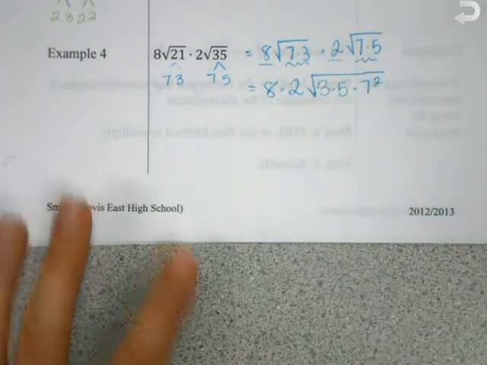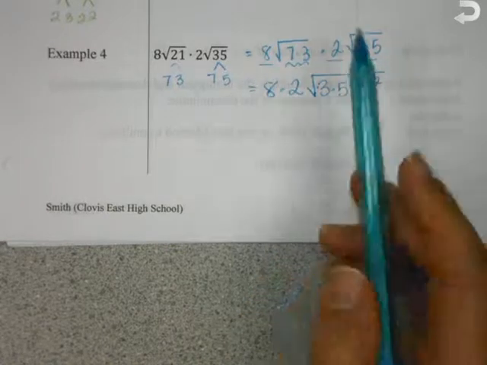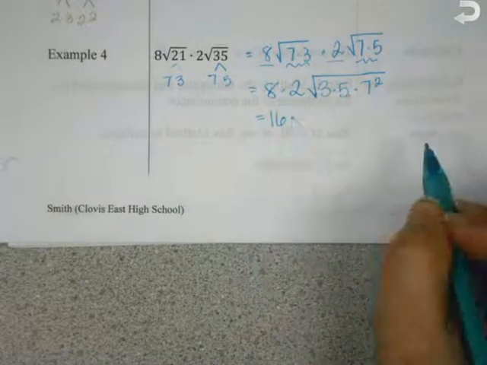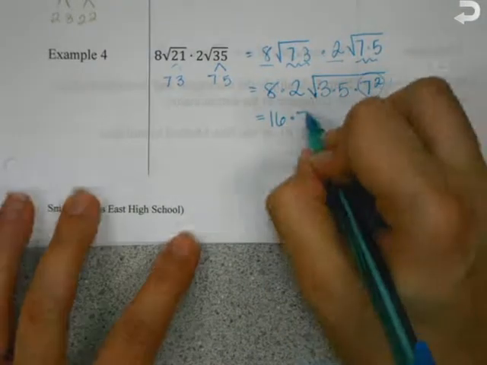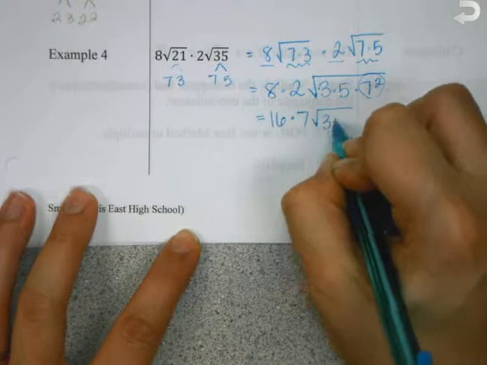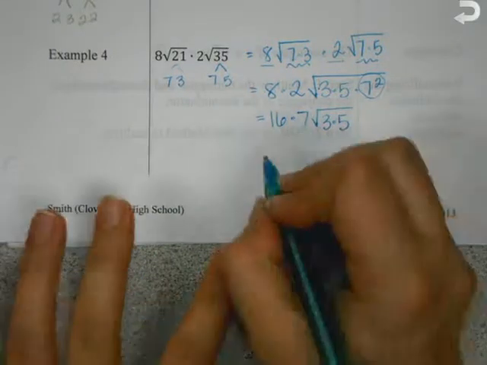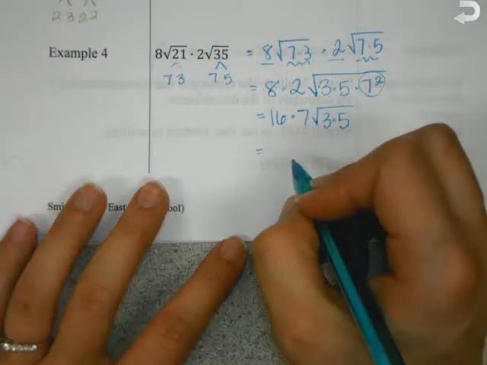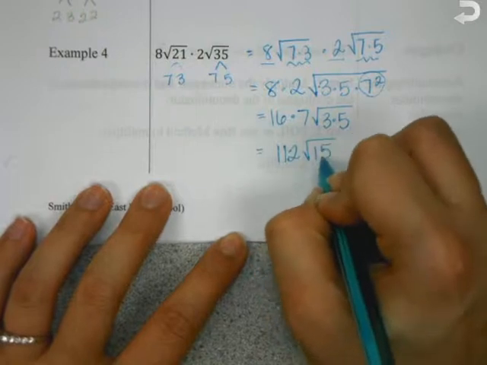So we multiply the outside, and then we multiply the inside. So that's going to give me 16 times, what's the square root of 7 squared? 7. 3 times 5 stays inside. 16 times 7, did anybody get that yet? 112? 112 root 50. And that's your answer.